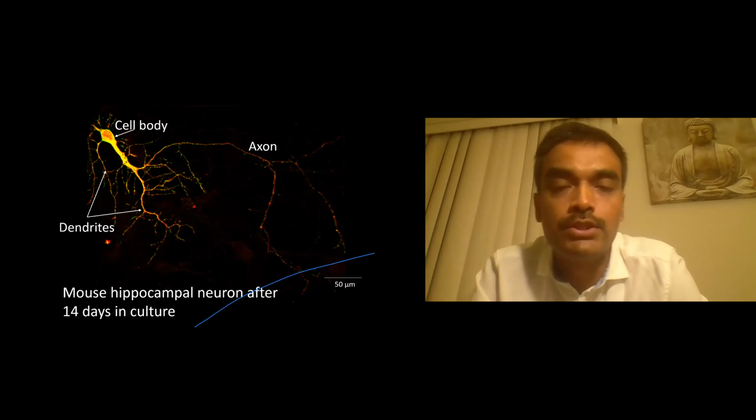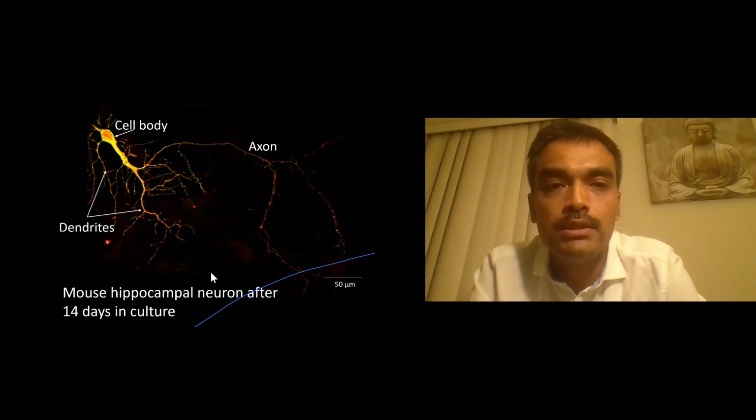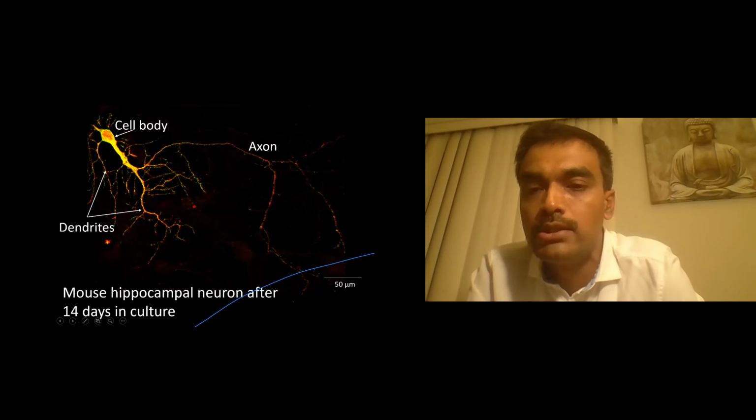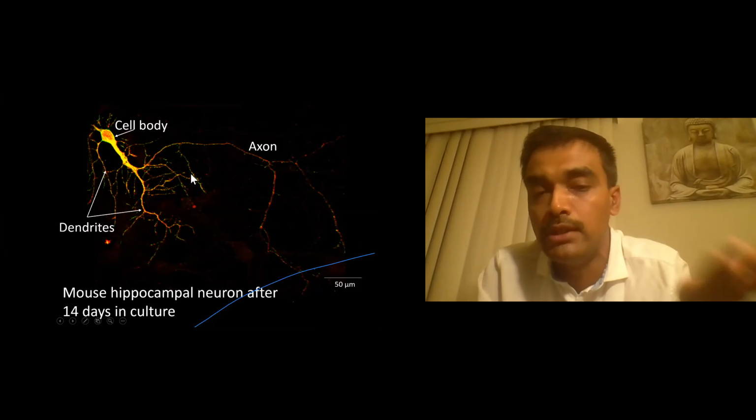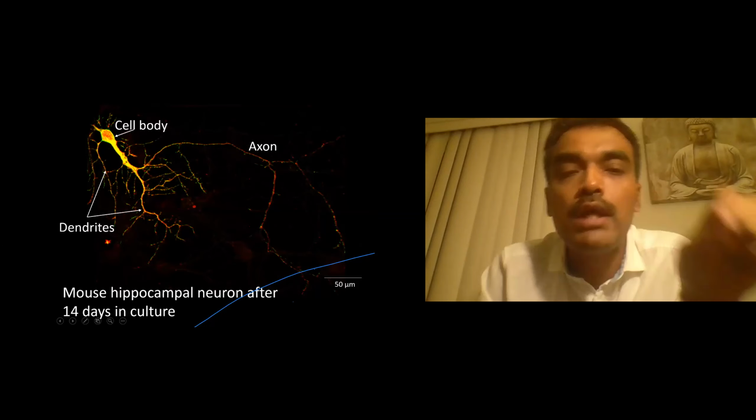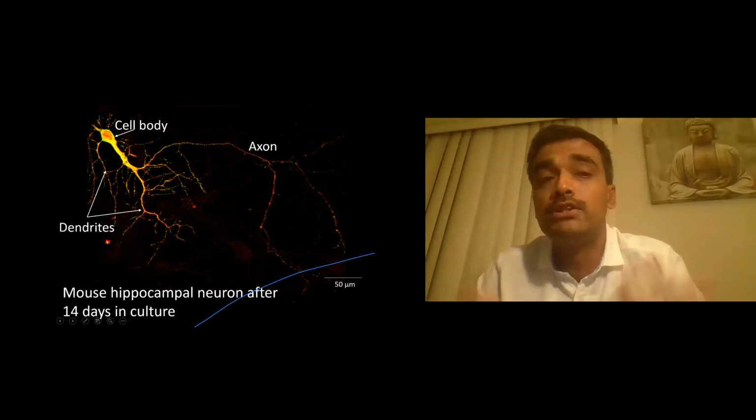It has a cell body, you have multiple dendrites here, you have a nice long axon here. So this is what a neuron looks like when you culture it outside the brain, on a dish, right? So once we had this system up and running in our lab, we thought, okay, let's look at where APP and BACE live inside the neuron.